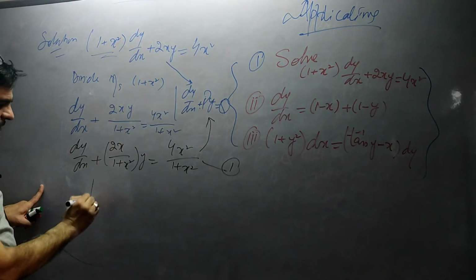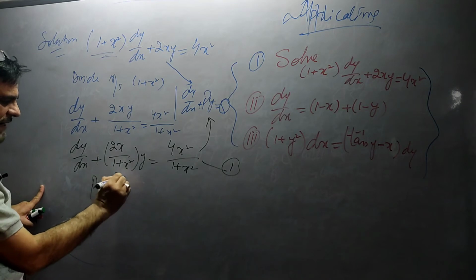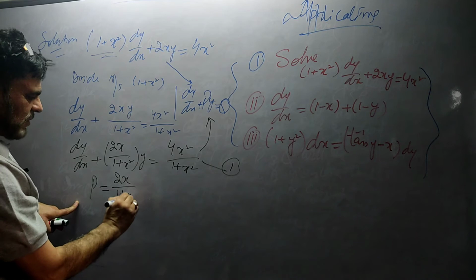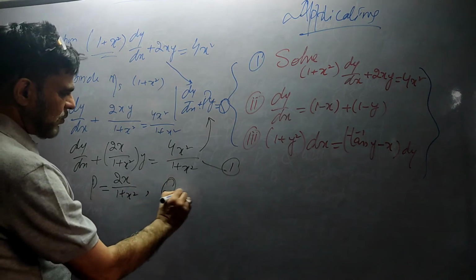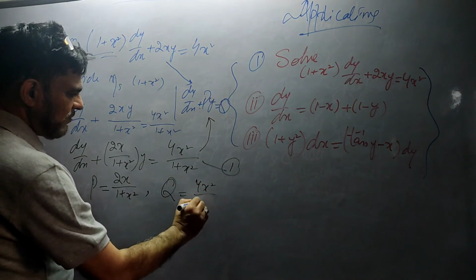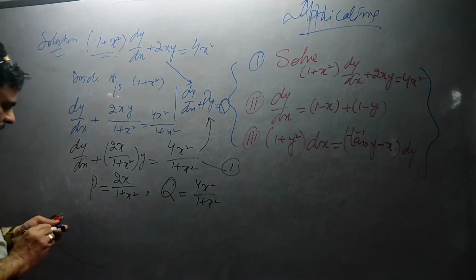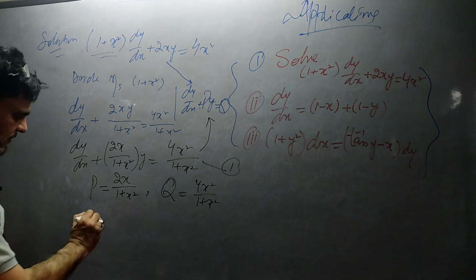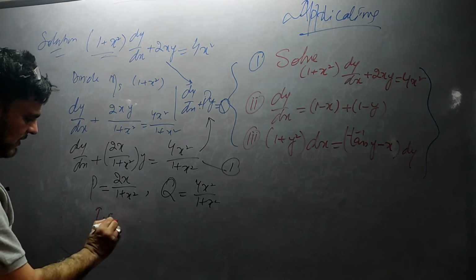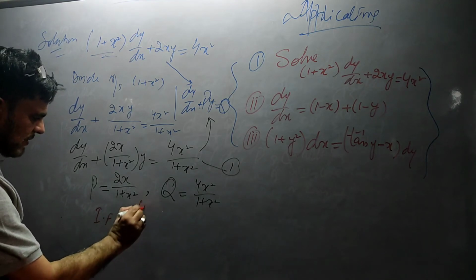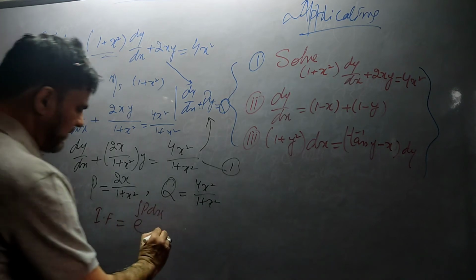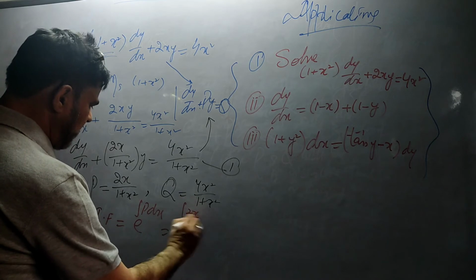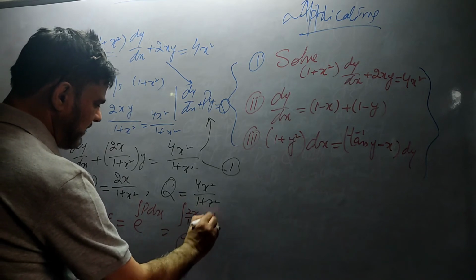Now here my p is 2x by 1 plus x square. I need only p and q here. My q is 4x square by 1 plus x square. Now, in the first step, I have to find out my integrating factor. Integrating factor is e raised to the power integral of p dx. That is e raised to the power integral of 2x by 1 plus x square dx.